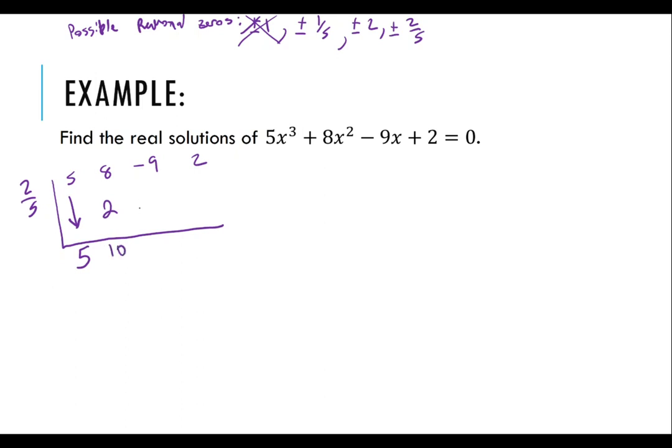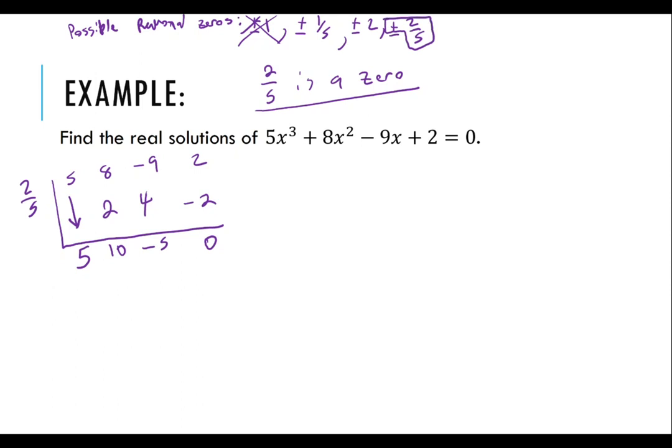2/5 times 10 leaves me with 4. Add down, that's -5. 2/5 times -5 is -2. Add down, the remainder is 0. So that tells us specifically that 2/5 is a 0 of the polynomial, specifically positive 2/5.